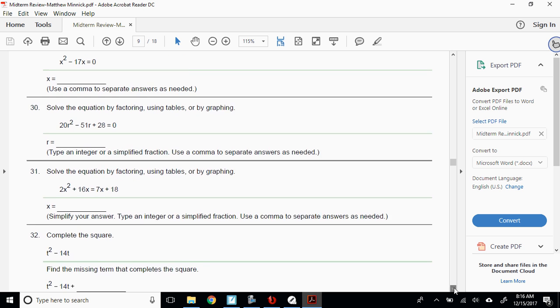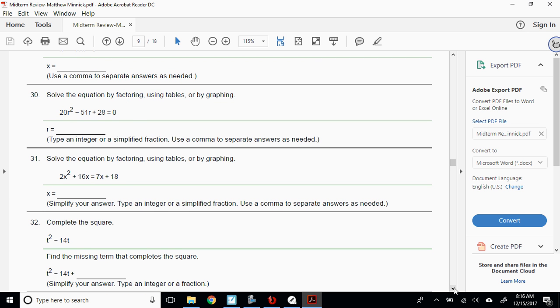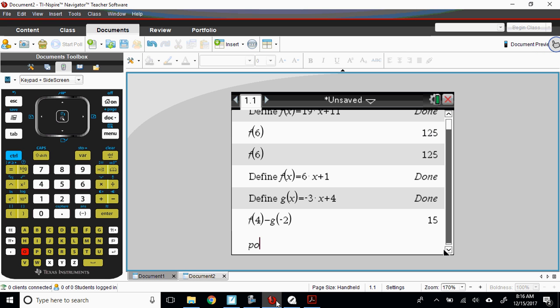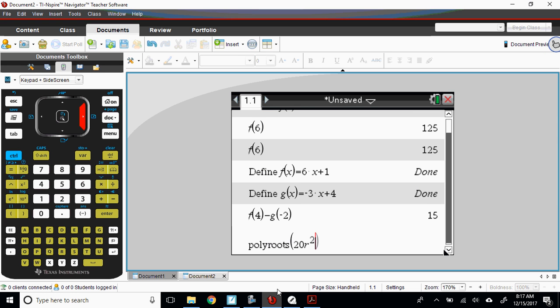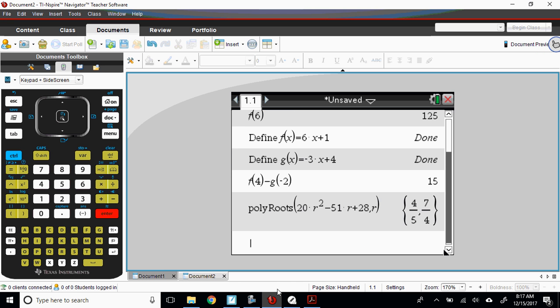Number 30, that one factors into 5r minus 4 and 4r minus 7. So the solutions to 30 are 4/5 and 7/4. Remember, you're going to be allowed to use the calculator on the test. On the calculator, you could type polyroots, quantity, the expression 20r squared minus 51r plus 28 comma r, and there you go. It'll give you the answers.